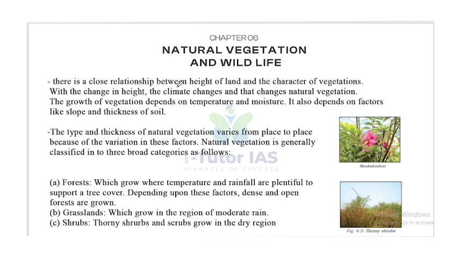There is a close relationship between height of land and the character of vegetation. With the change in height, the climate changes and that changes natural vegetation. The growth of vegetation depends on temperature and moisture. It also depends on factors like slope and thickness of soil. The type and thickness of natural vegetation varies from place to place because of the variation in these factors.